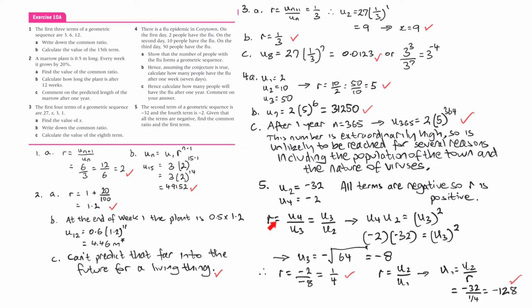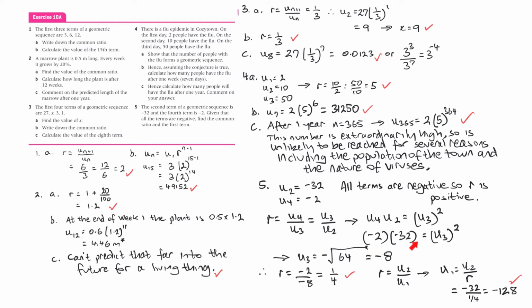Okay. Well, the common ratio is defined as U2 over U1 equals U3 over U2 equals U4 over U3 equals U5 over U4. So we can set up this. We can say that U4 on U3 must equal U3 on U2. Okay, it tells us it's geometric, so we can do this. If we cross multiply, we've got U4 times U2 equals U3 squared. Now we know U4 is minus 2, and we know U2 is minus 32. So minus 2 times minus 32 equals U3 squared.